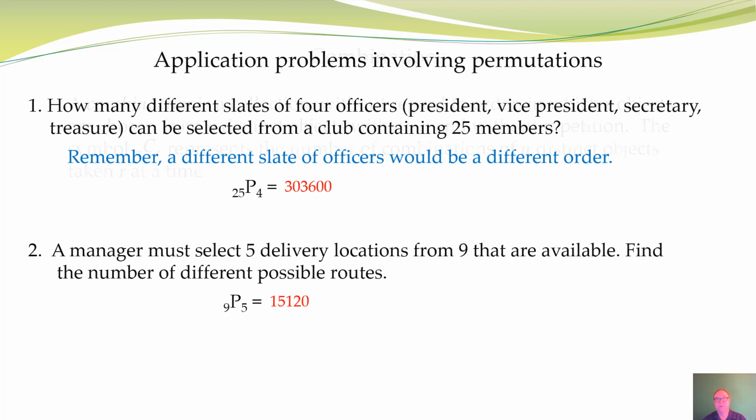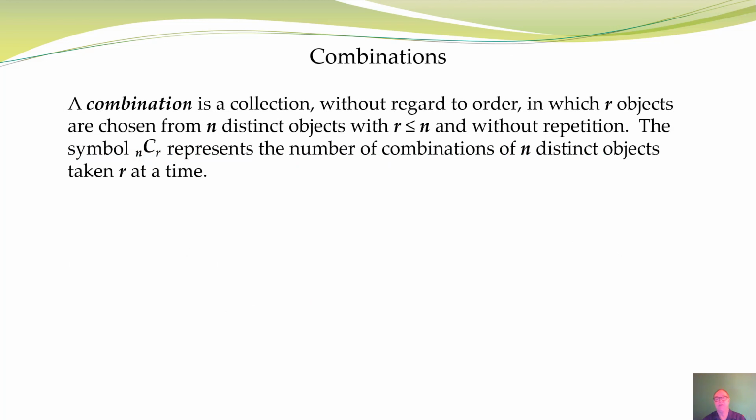Now, we're going to talk about combinations. A combination is a collection without regard to order, in which r objects are chosen from n distinct objects, with r less than or equal to n, and without repetition. The symbol nCr represents the number of combinations of n distinct objects taken r at a time.